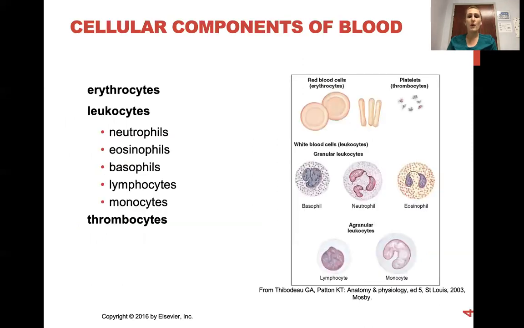So cellular components of blood. That means the cells that are floating around in that water plasma all the time in our body. Erythrocytes is the proper name for red blood cells. Leukocytes is the proper name for white blood cells, of which there are 5 types: neutrophils, eosinophils, basophils, lymphocytes, and monocytes. And also thrombocytes, which is the proper name for platelets.